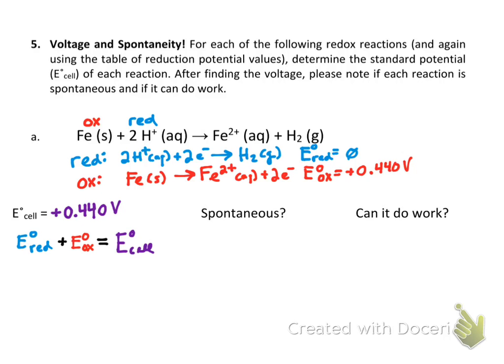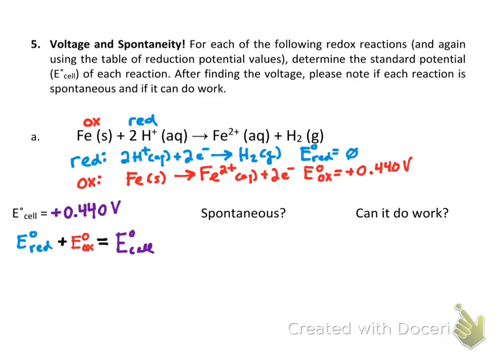And my apologies, I think there was a slight recording error there. So I'm just going to backtrack to make sure that I said all of this. Whenever you want to find the overall E cell, the overall voltage of a cell, add together the reduction potential of whatever is being reduced, plus the oxidation potential of whatever is being oxidized, and that will give us our overall voltage for the cell.